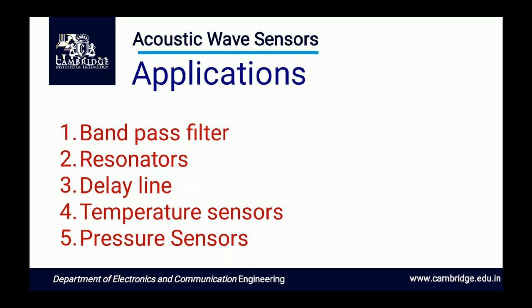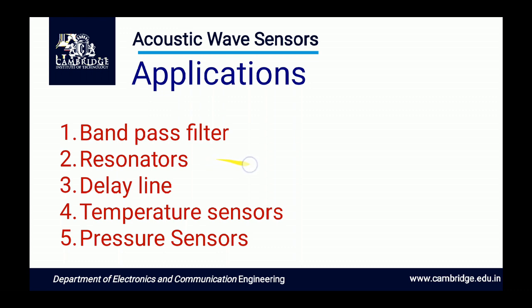Speaking about the applications of acoustic wave sensor, acoustic wave sensors can be used as band pass filter, resonators, delay line, temperature sensors and pressure sensors. Speaking about how an acoustic wave sensor can be used as a band pass filter. Out of all the ranges of frequencies applied to the input IDT, only a small band of frequency appears at the output IDT with one center frequency which resonates with SAW device frequencies. Hence, SAW device can be used as a band pass filter.